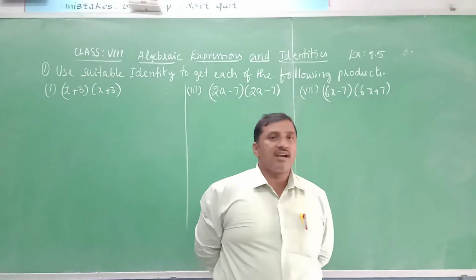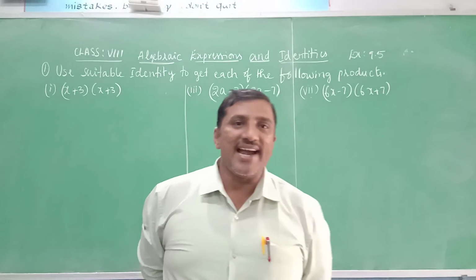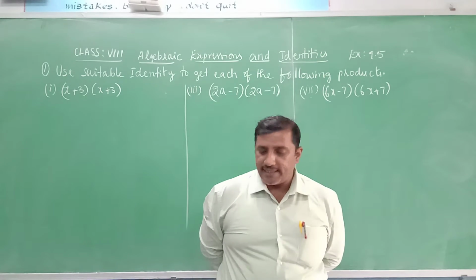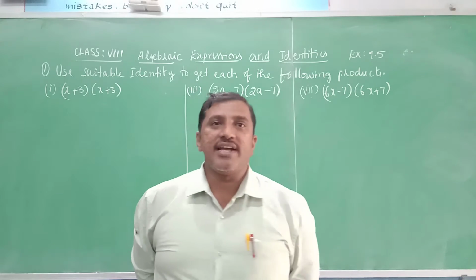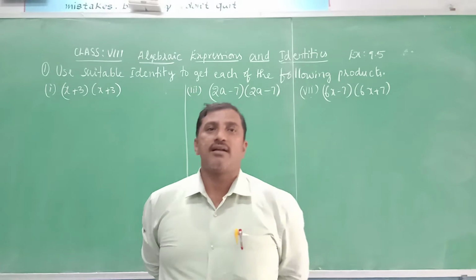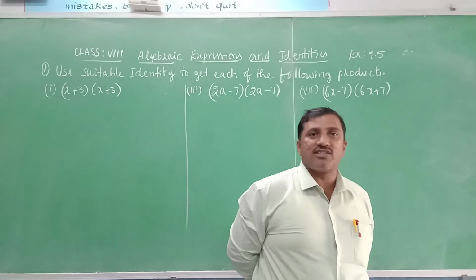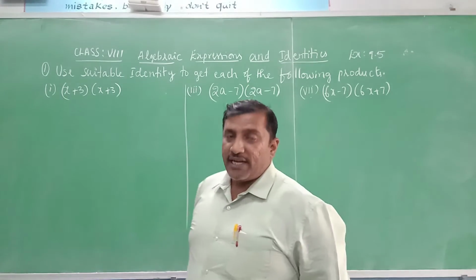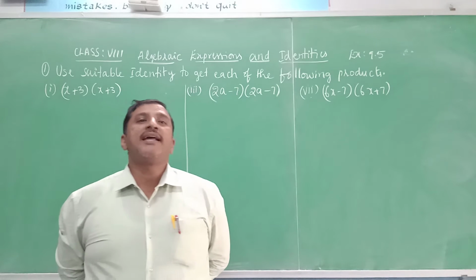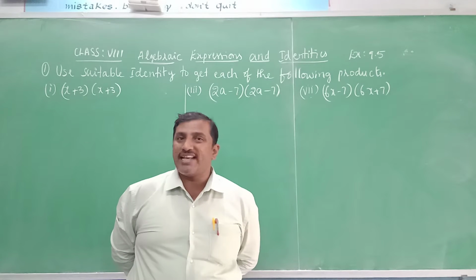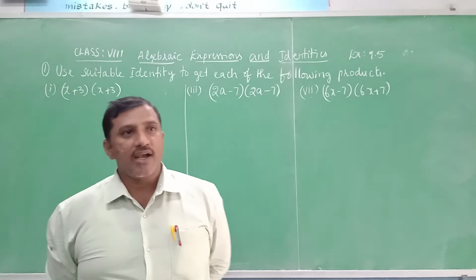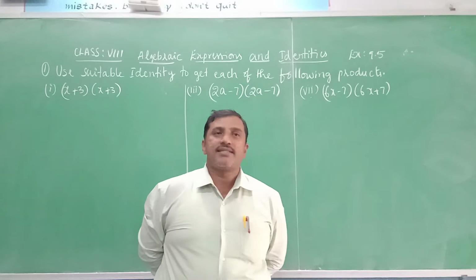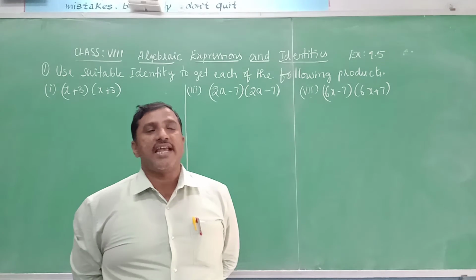In the previous class we studied four algebraic identities, that is (a plus b) whole square is equal to a square plus 2ab plus b square, (a minus b) whole square is equal to a square minus 2ab plus b square, (a plus b) into (a minus b), or (a minus b) into (a plus b), is equal to a square minus b square, and (x plus a) into (x plus b) is equal to x square plus (a plus b) x plus ab.